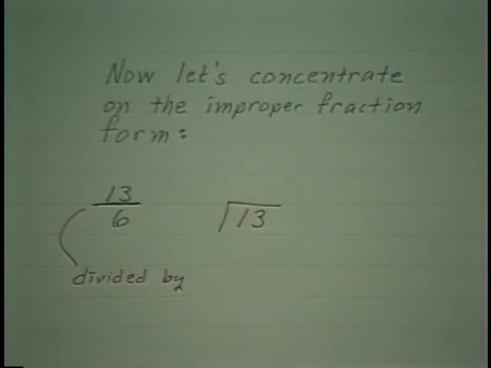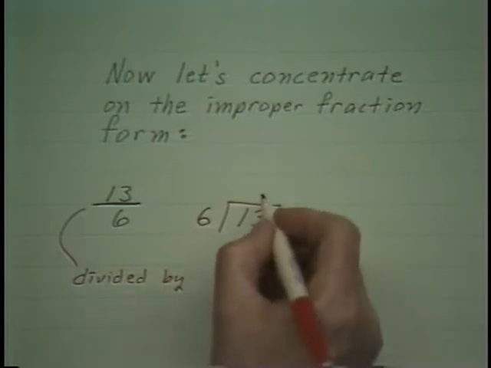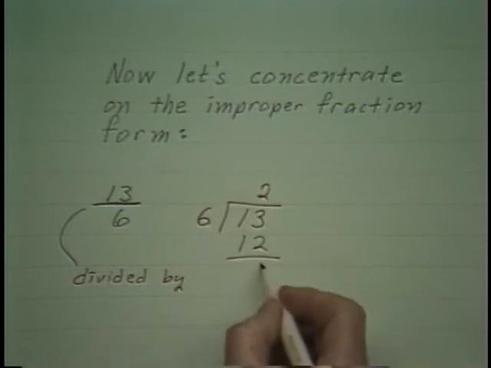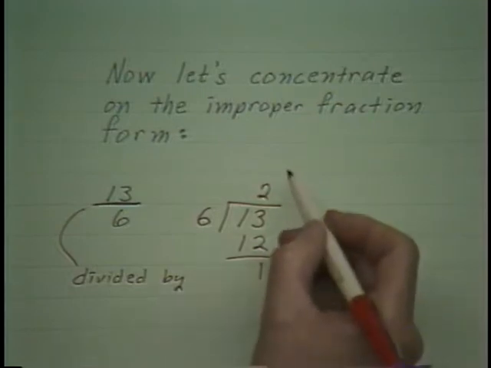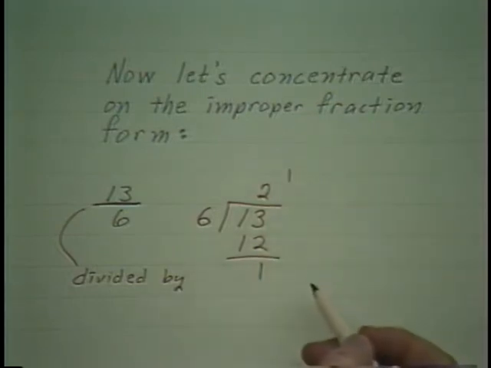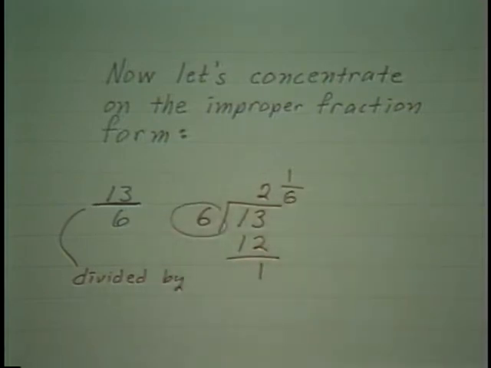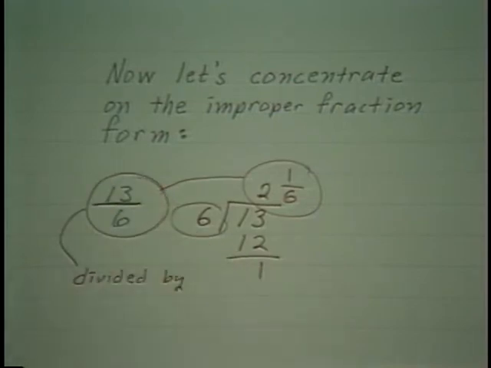13 divided by 6. Doing that division, 6 goes into 13 twice. 2 times 6 is 12. We have a remainder of 1. Now, rather than writing the remainder as a remainder, we'll write the remainder as a numerator and the divisor as the denominator. So we have a mixed number form, an equivalent form for the improper fraction 13/6. A very simple procedure.